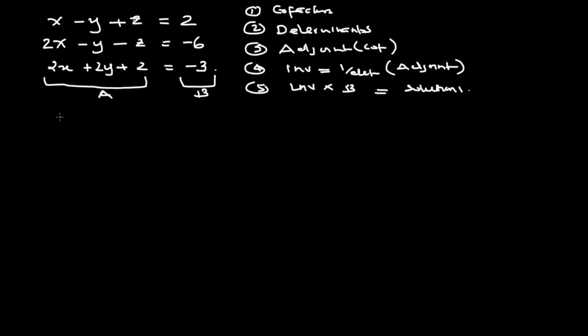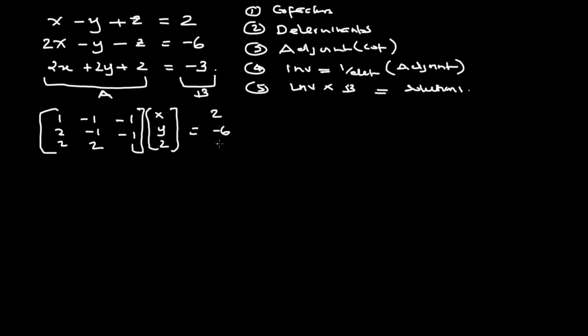Let's create the matrix. The matrix is going to be 1, 2, 2. Then this one will be -1, -1, 2. Remember, we get the coefficients of the variables here. Then we get -1, -1, and 1. These are the coefficients. Then we multiply this by these, and we get the solutions, the answers, this side.